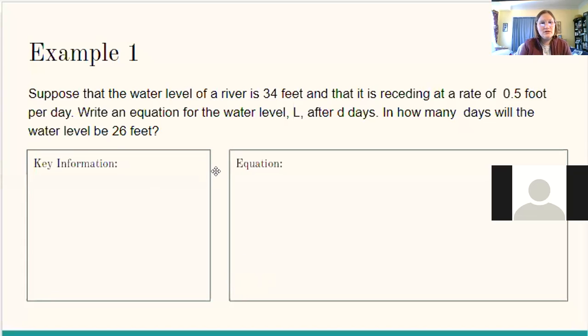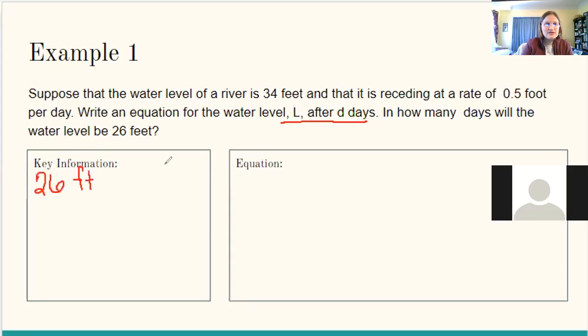Okay, so for example 1, suppose that the water level of a river is 34 feet and that it is receding at a rate of 0.5 feet per day. Write an equation for the water level L after D days. So we know we've got these 2 variables. And how many days will the water level be 26 feet? So in the chat, what are some key pieces of information that we need from that word problem?